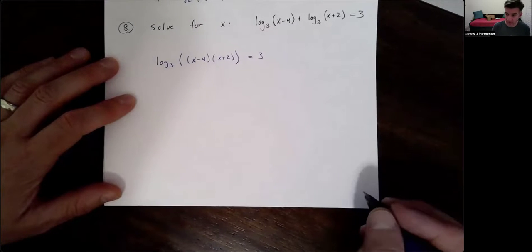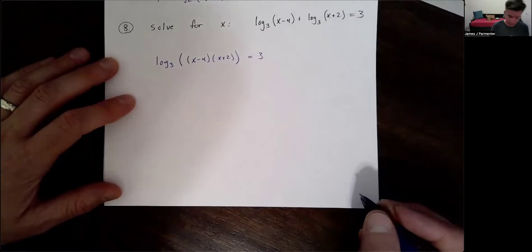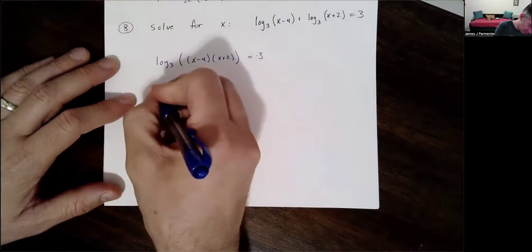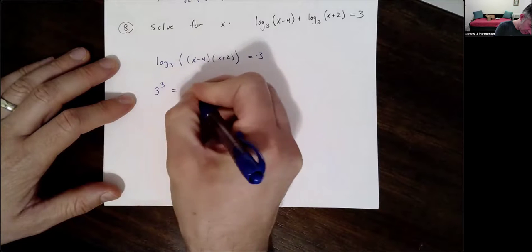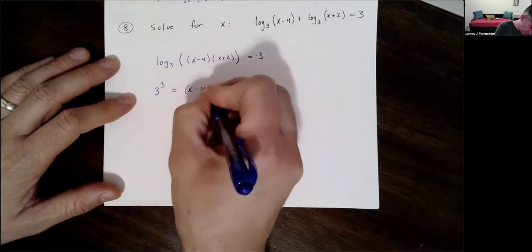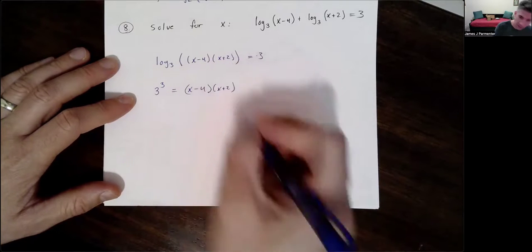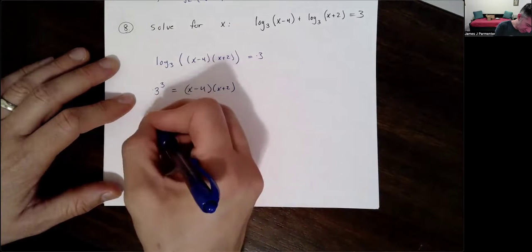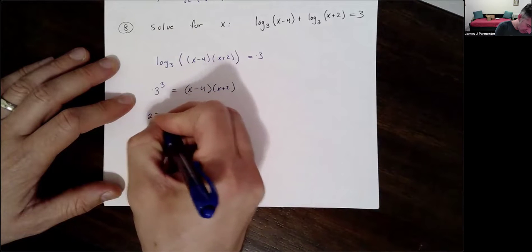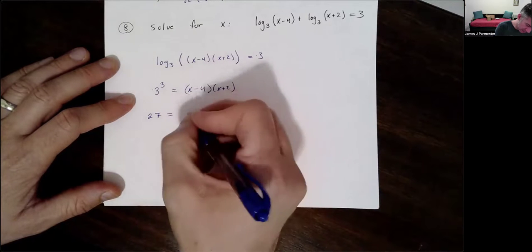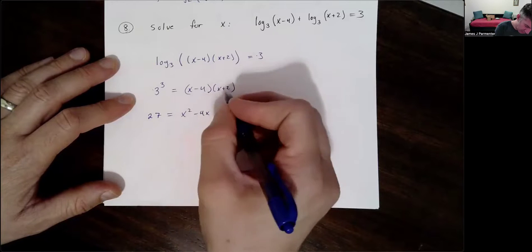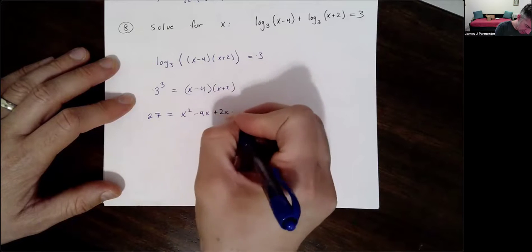Then we're going to rewrite it as an exponential equation. So our base is 3, and our power is going to equal this. So we're going to have 3 to the third equals x minus 4 times x plus 2. We're going to multiply out the right-hand side, and we're going to simplify the left-hand side. So 3 to the third is 3 times 3 times 3, which is 27. And this is going to be x times x minus 4x plus 2x minus 8.